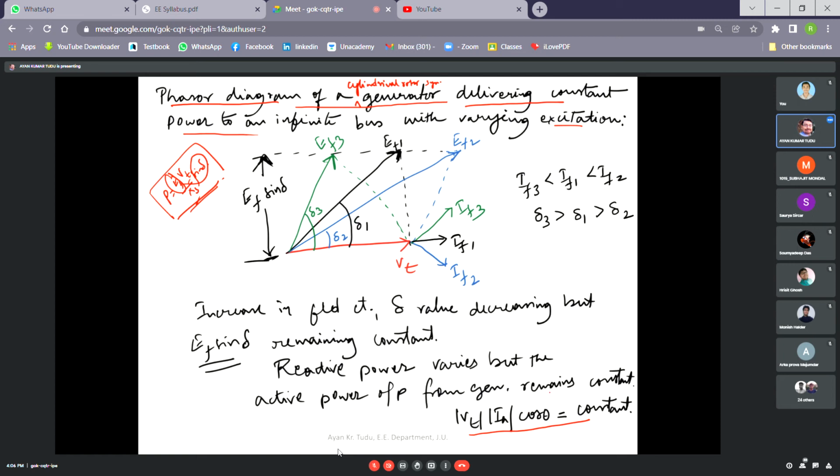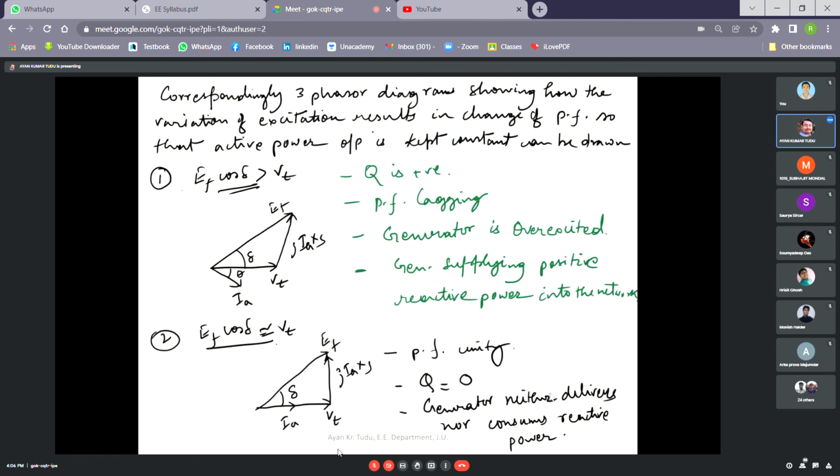So with respect to this, we can correspondingly draw three phasor diagrams showing how the variation of excitation results in change of power factor so that the active power output is kept constant. So what is the first case? First case is when EF cos delta is greater than VT. In this phasor diagram, you can see that EF cos delta is much greater than VT.